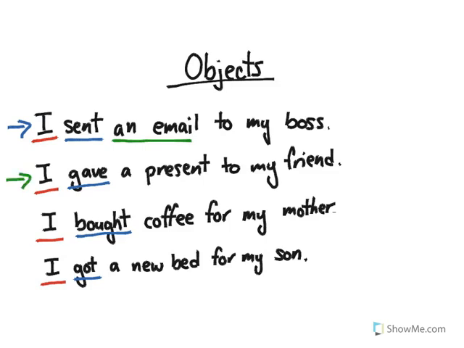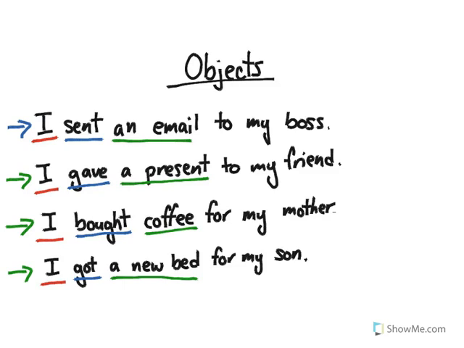How about in the second sentence? I gave. Okay, but now I want to know, what did you give? A present. In the third sentence, I bought. What did I buy? Coffee. And in the fourth sentence, I got. What did I get? I got a new bed.